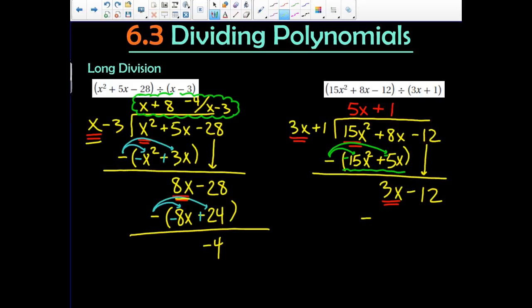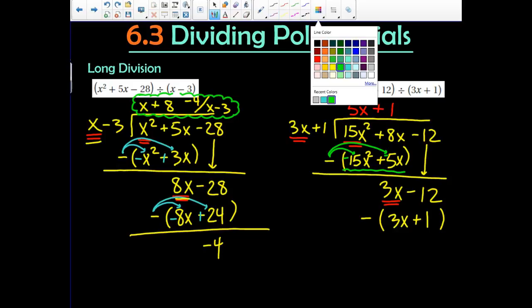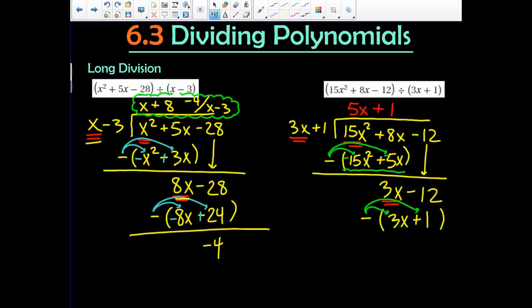Multiply the 1 by 3x plus 1 and subtract it. Don't forget to distribute that negative when you subtract. So this is really a negative 3x and a negative 1. Clean that up. Negative 12 minus 1 is negative 13. So that looks to be your remainder. If it goes in evenly, what would the remainder be? 0, right? If it divides evenly, the remainder is 0. Neither one of these did that.